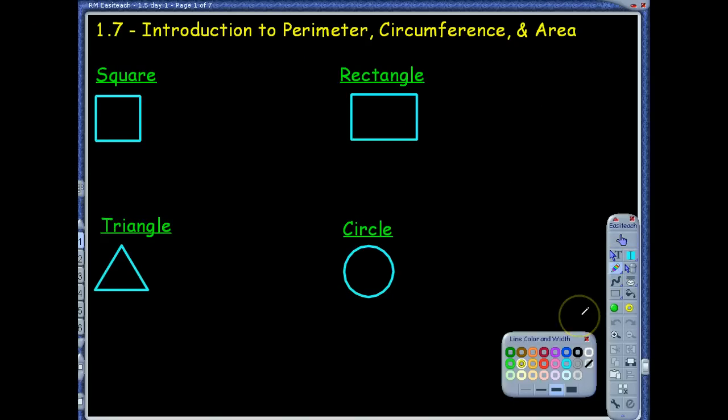Section 1.7 is an introduction to perimeter, circumference, and area. And this is really just an introduction. A lot of this stuff you guys have seen before. It's not going to be new material. We're going to be stretching this a lot further next semester when we really dive into area and perimeter and circumference of things too. This is just to remind you of some formulas that you're going to see and how to use them.